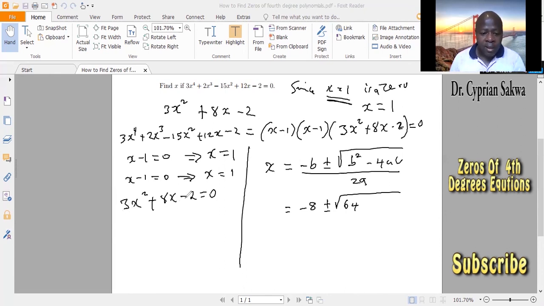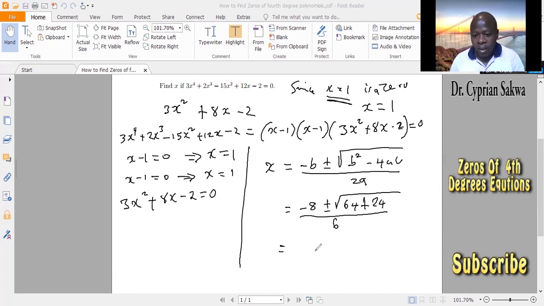A is 3 and C is -2. So it becomes positive 24, over 2a. A is 3, so 6. So this one can be done. You can use a calculator to find this. In fact, inside the bracket we have 88. So what is the square root of 88?